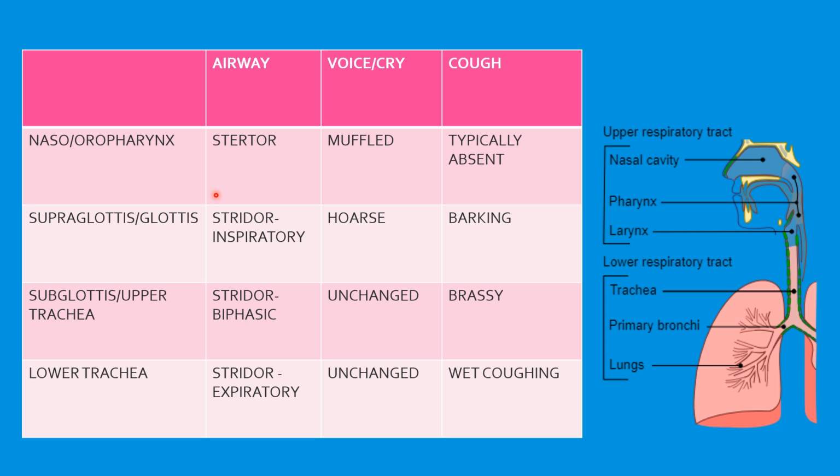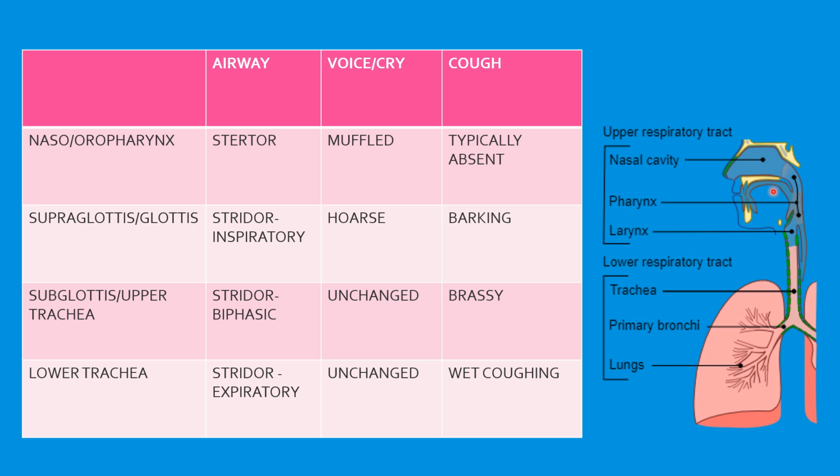Coming to stridor, it depends upon the site of obstruction. If the site of obstruction is the supraglottic or glottic region, then it is inspiratory. If it is in the subglottic or upper trachea region, then the stridor is biphasic. If it is in the lower trachea, then it is expiratory.